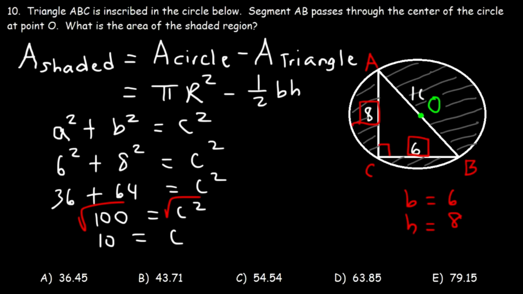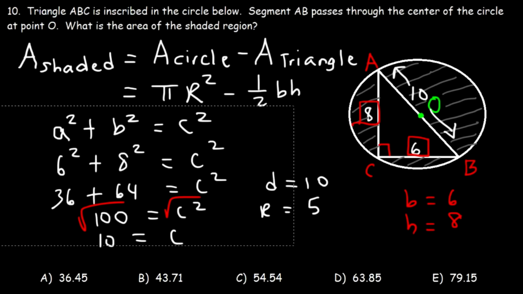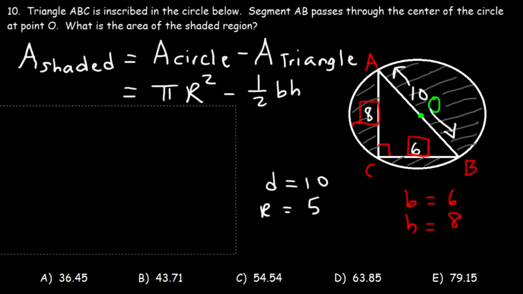Now, segment AB, which passes through the center, represents the diameter. So if the diameter is 10, that means that the radius of the circle is half of that. The radius is 5. So this is equal to 10, the entire segment AB. But segment AO, or even BO, that's the radius, that's equal to 5. Now that we have the radius of the circle, we can now calculate the area of the circle.